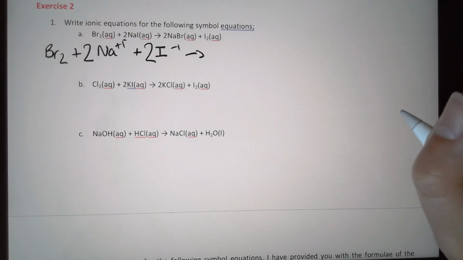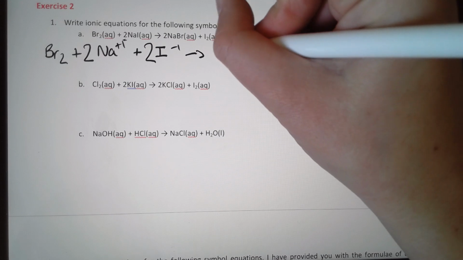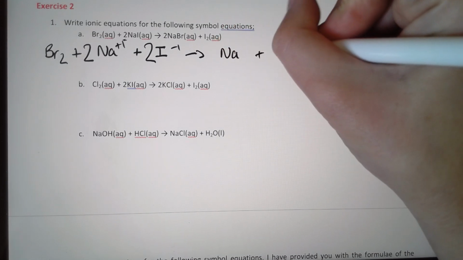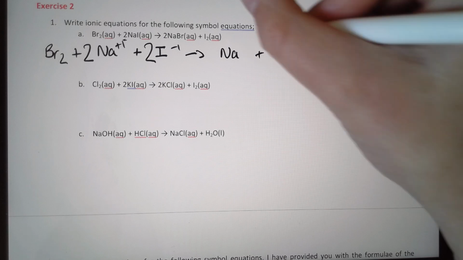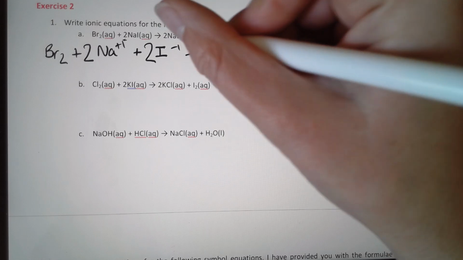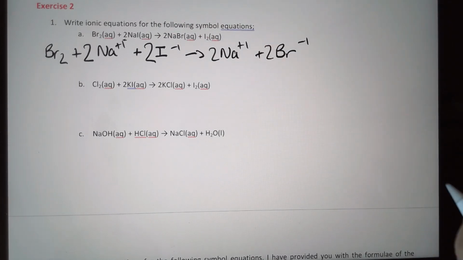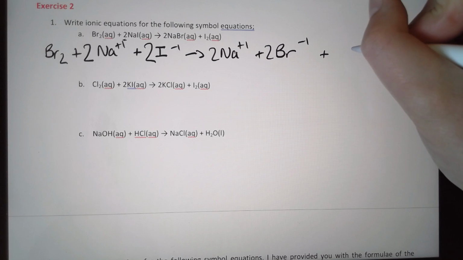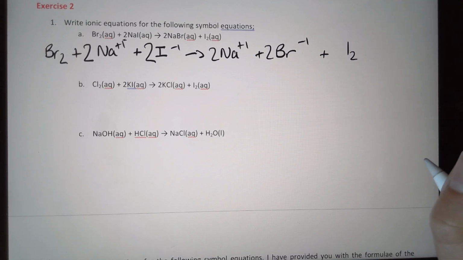So when I separate them, I need to put a 2 in front of both. Other side is really similar. I've got sodium and I've got bromine. I'm separating them, so I put a plus in between. Sodium's in group 1, +1 charge. Bromine's in group 7, -1 charge. The big 2 refers to both, so I put it in front of both. Iodine is covalent, it will not split. I write it down the same way.